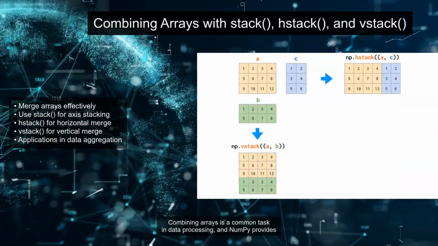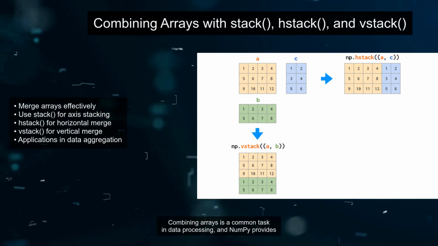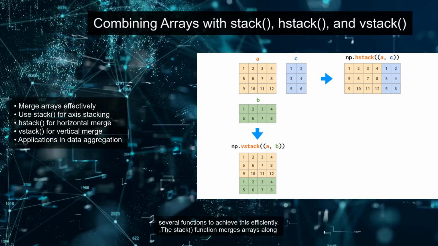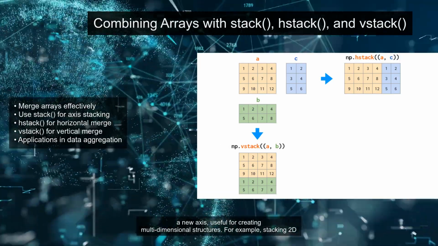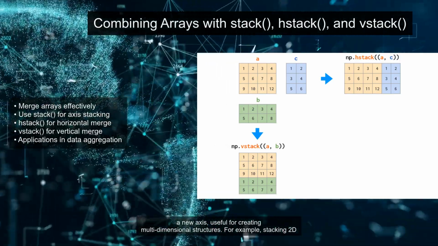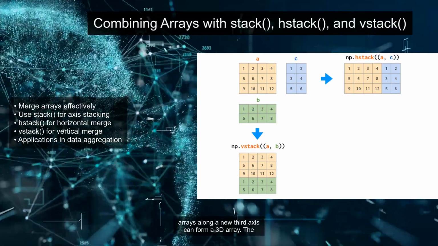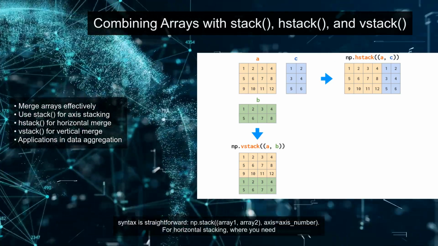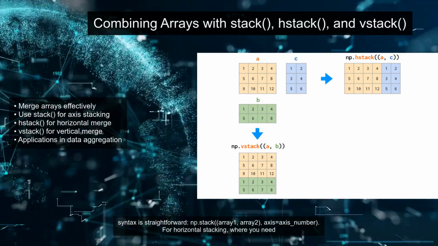Combining arrays is a common task in data processing, and NumPy provides several functions to achieve this efficiently. The stack function merges arrays along a new axis, useful for creating multidimensional structures. For example, stacking 2D arrays along a new third axis can form a 3D array. The syntax is straightforward: np.stack((array1, array2), axis=axis_number).